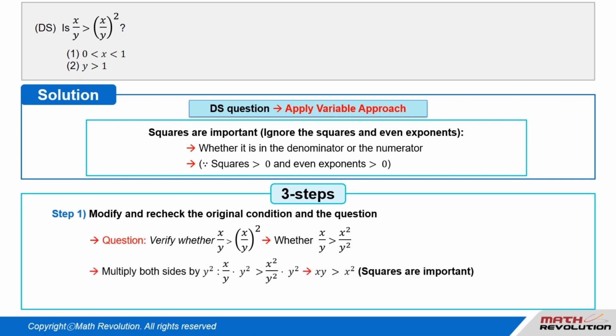Let us multiply both sides of the inequality by y squared without any effect on the inequality sign, since squares are positive. Then we get x over y times y squared is greater than x squared over y squared times y squared, or x times y is greater than x squared. Thus, we are asked whether x times y minus x squared is greater than 0, or whether x times (y minus x) is greater than 0.